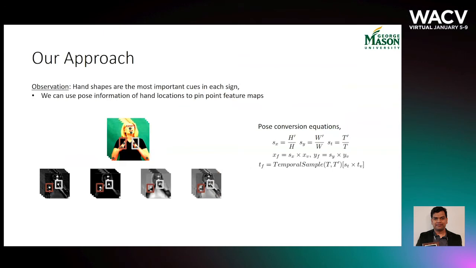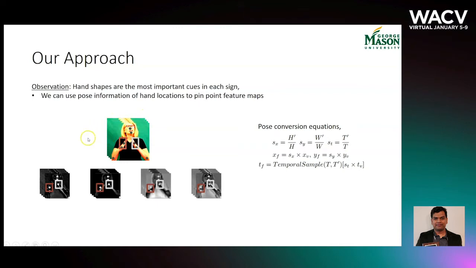In our approach, we observe that hand shape is the most important thing in recognizing sign language. So what we do is, we want to use as much information as possible from the hand shape region. And we propose to use pose to do that.